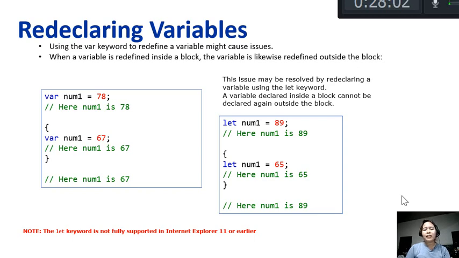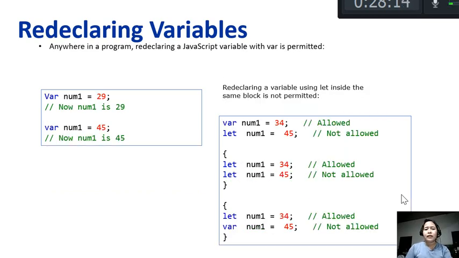So you might not have problems anymore tracing what's the value of a particular variable as the program flow goes from one line to the next. Now, anywhere in the program, redeclaring a JavaScript variable with var is permitted. So here you have num1 is 29. So again, num1 has a value of 29. You redeclare it using var, and num1 will be acceptable and will be given a value of 45. So now the value of num1 is 45.